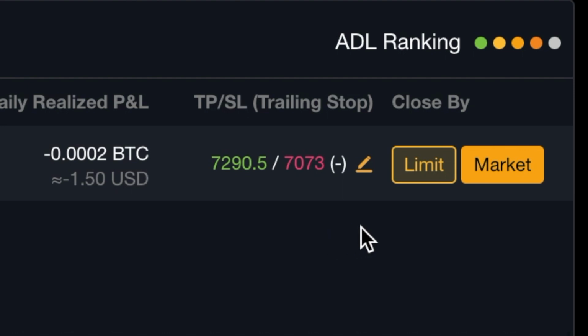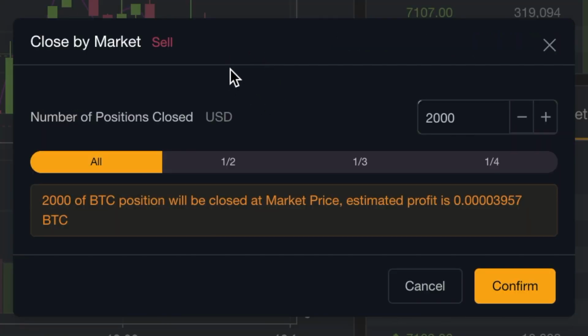If you want to close the order directly, you can click here on market. Or if you want to close it with a limit order, you can click here on limit. And when you want to close your position, you can choose how much of your position you want to close. But in this case, we're going to close the full position.